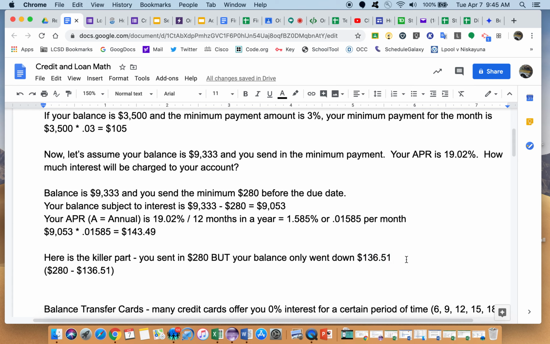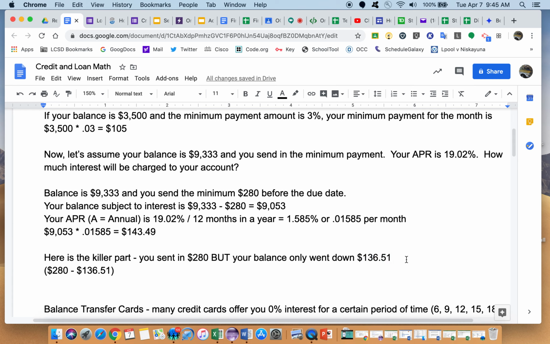I have no interest on the balance that I transferred over for 21 months. However, it cost me 5% of that balance to do it. Now, I only transferred about $3,000, so that was about $150. But we're going to use the example from above. Let's say we transferred $9,333 to this new card. All right. The question is, should I do this? Is this going to be worth it to me to transfer this amount of money?